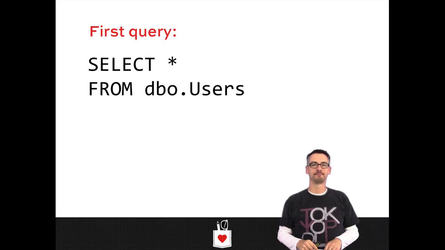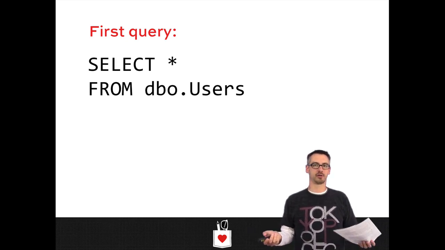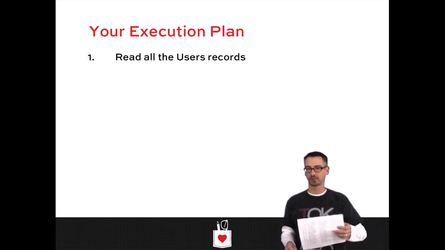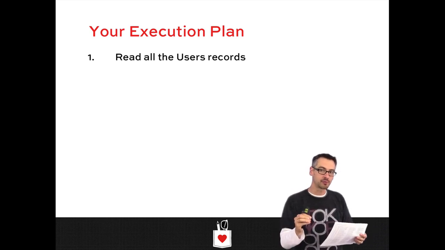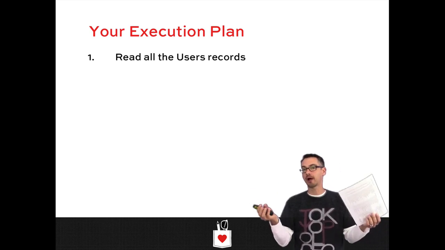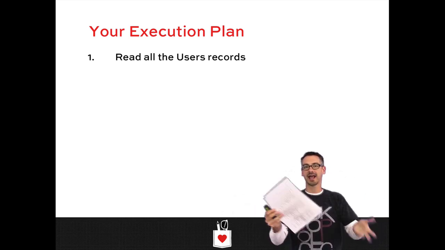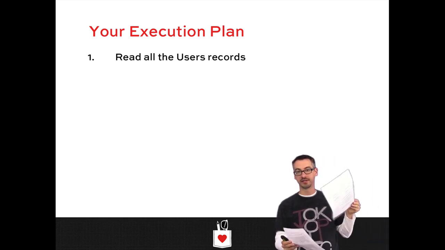So here's the first query. Select star from dbo.Users. Now, you don't have to be a Microsoft Certified Master to figure out that your execution plan for this, I want you to build these in plain English, your execution plan for this is to just read out all the records. It doesn't matter what order you grab the pages from, anything will work. Maybe I've got some in memory, maybe I have to grab others off of disk here.